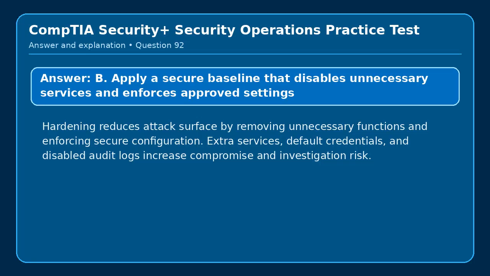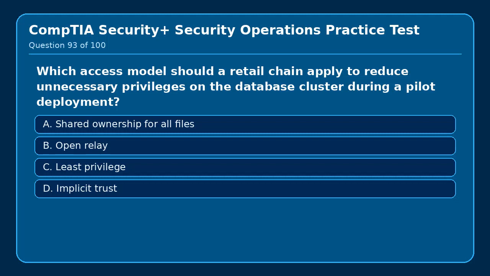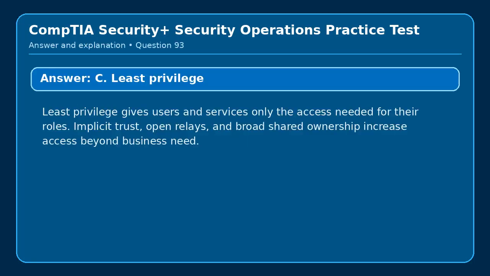Question 96. Which vulnerability scan type gives an insurance firm deeper configuration findings on authenticated servers before the production rollout for scenario 13 to 96? A. Uncredentialed external ping only. B. Credentialed scan. C. Phishing simulation only. D. Screen capture scan. Take a moment to choose your answer.